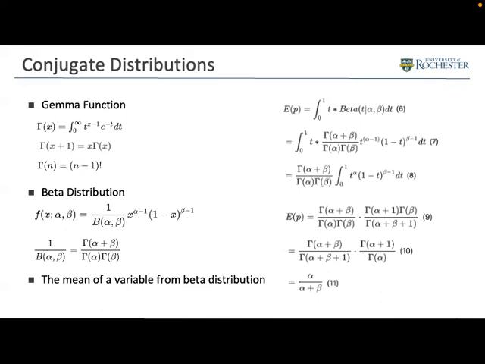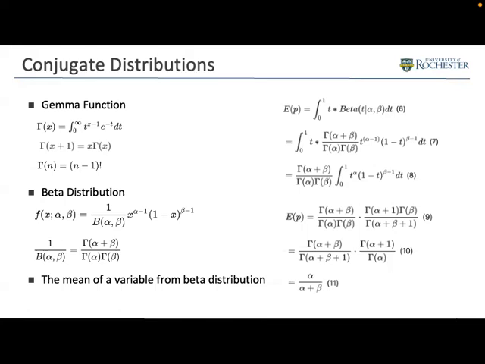And we can also have the beta distribution. The beta distribution is calculated by the gamma. And one interesting fact of the beta distribution is that by this deduction, if we want to draw a random variable from the beta distribution, then the mean of this variable actually equals alpha over alpha plus beta.